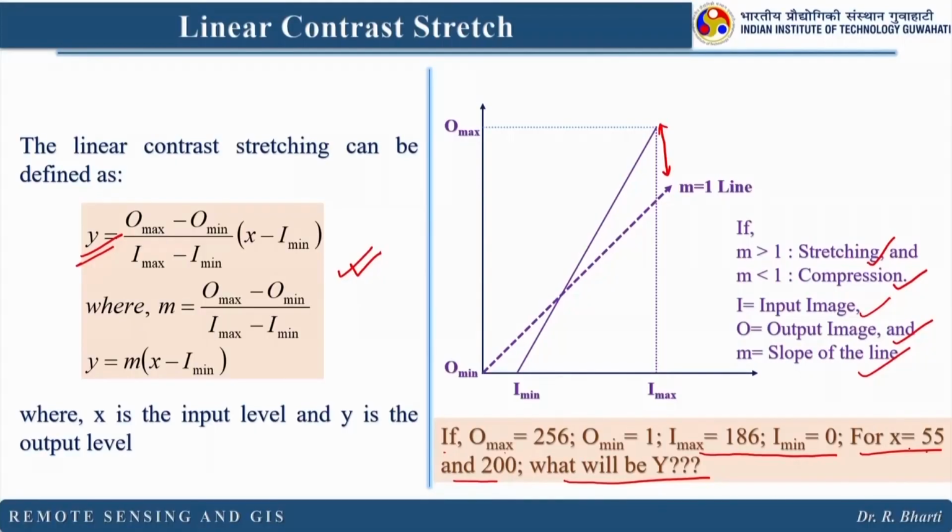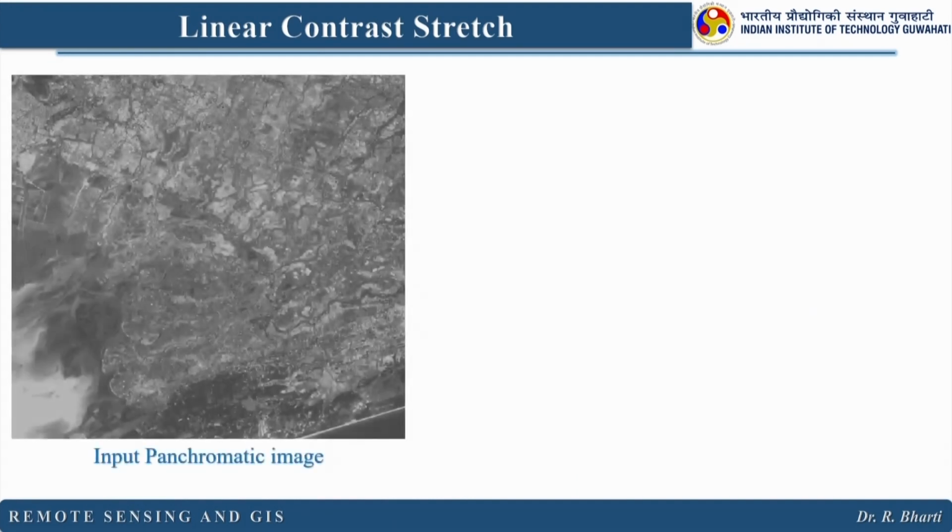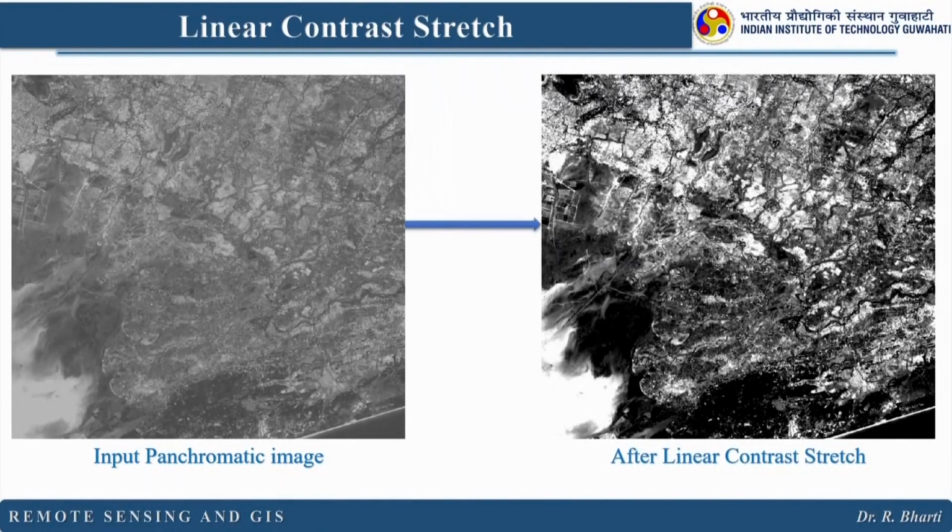So, Y will be the new stretched value for the 55 and 200. So, you will get two values for both of them. You can see the difference before processing and after processing in these examples. Like here, you have the input panchromatic image, or you can call it grayscale image. So, input gray image, and when linear contrast stretching has been applied, then it appears like this. So, you can see easily what is the advantage when you are using linear contrast stretching, right.